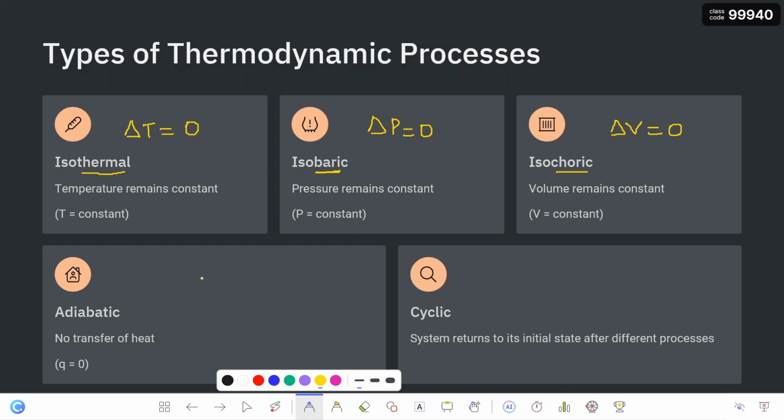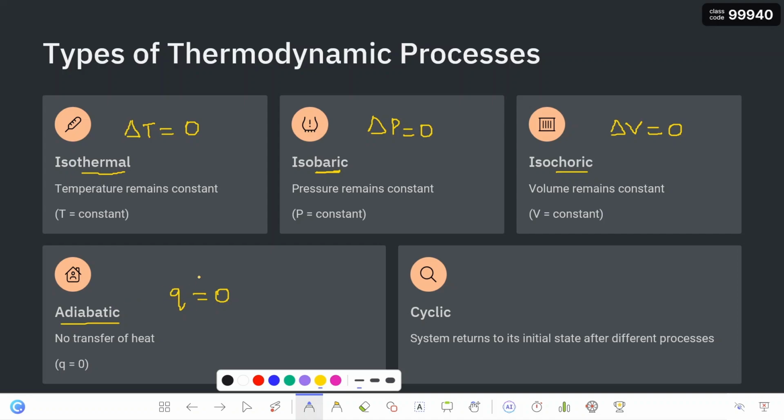Then another important thermodynamic process is adiabatic. In an adiabatic process, there is no transfer of heat. That means Q, heat, is equal to 0. Heat is not getting transferred, heat is not entering, like in a thermos flask. In that case, there is no transfer of heat, like in an isolated system.